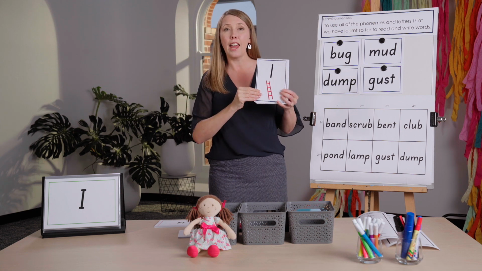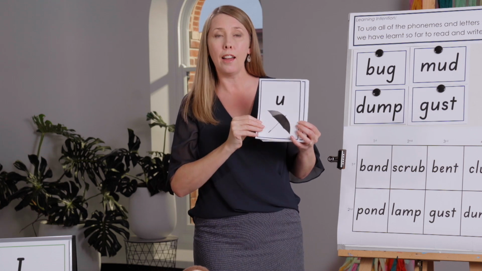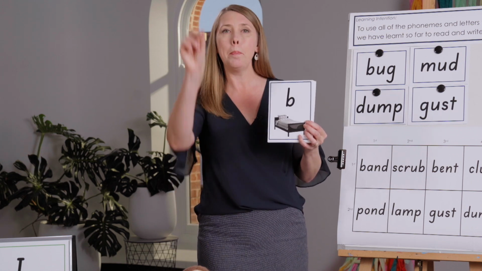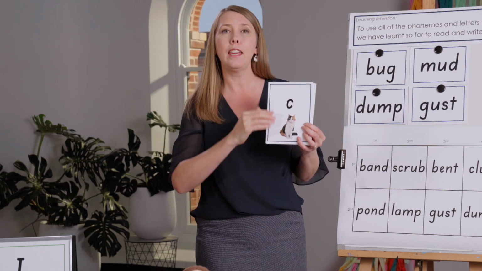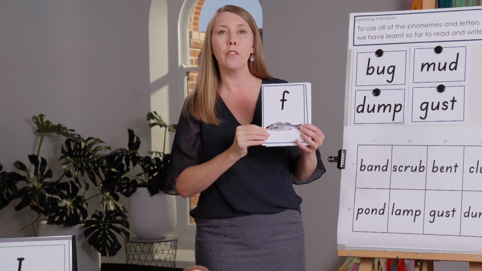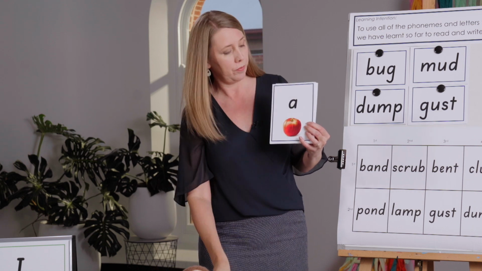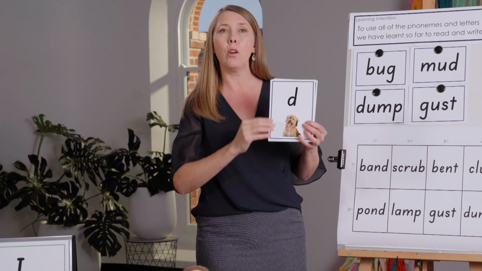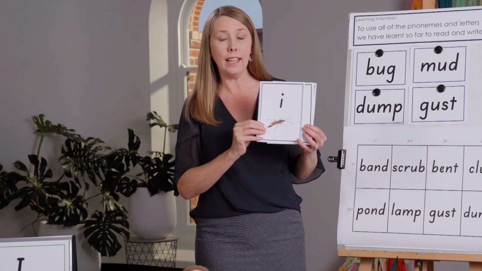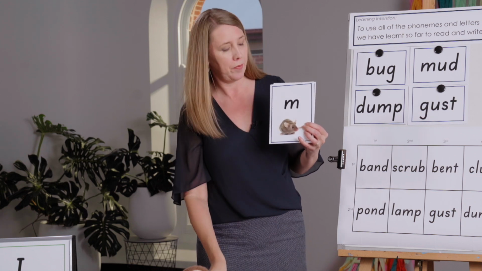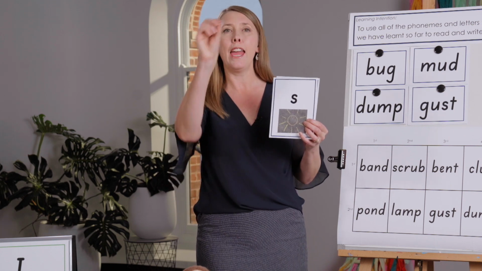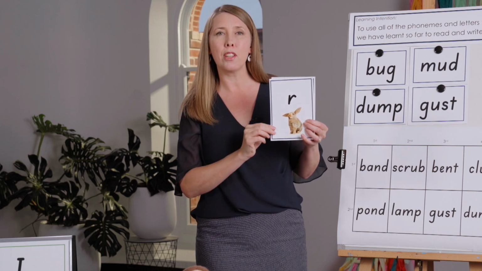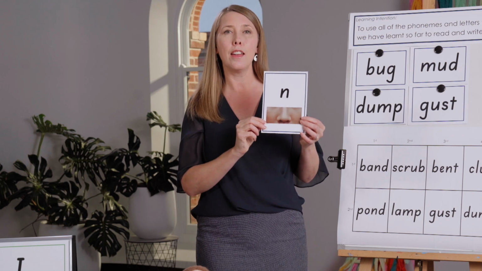Let's go. L, ladder, L. U, umbrella, A. O, orange, O. H, hat, H. B, bed, B. C, cat, K. F, fish, F. T, tap, T. A, apple, A. E, egg, E. D, dog, D. I, insect, I. P, pig, P. M, mouse, M. S, sun, S. G, gate, G. R, rabbit, R. N, nose, N.